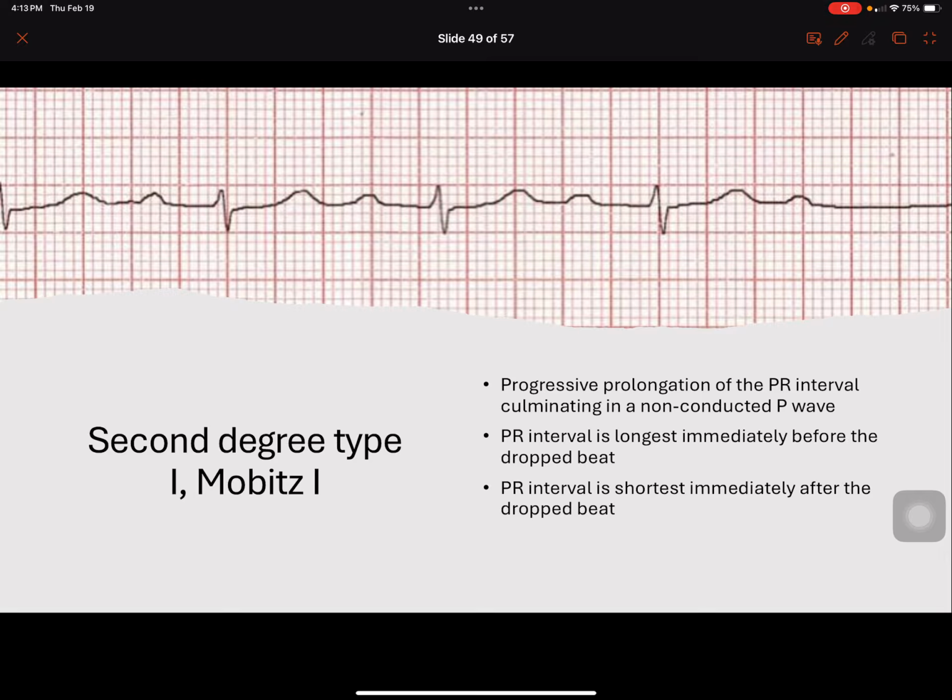And in that dropped portion, we'll see a P wave with no QRS complex afterwards. You can see here the PR interval is progressively elongating, and then we have the dropped QRS complex. You can see as it gets closer here to the T wave, then we drop. So the PR interval basically gets longest right before the drop beat.